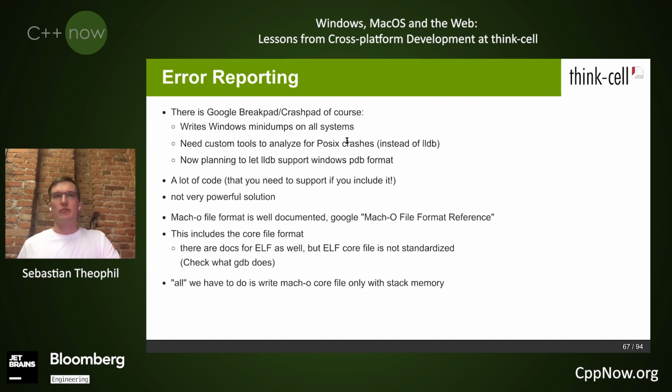And there was a better solution, at least for macOS, because the binary file format for macOS is very well documented. And that includes the file format for core files. It's a little bit different on Linux because for the ELF file format, I checked that I think the core file format is not actually standardized. You have to check what GDB does and what GDB requires. But all that we had to do was to write a valid Mach-O core file that only contains stack memory, and then LLDB could just read it and open it without any further ado.